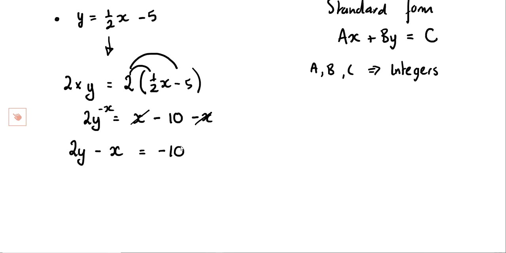Just as a note, ladies and gents, sometimes people write the standard form differently. This is good, I'm happy with this, but some people will go a step further and say 2y minus x plus 10 equals 0. So there's another way of doing it, just rearranging it so it's all on one side. Do you see what I did to get that? We add the 10.